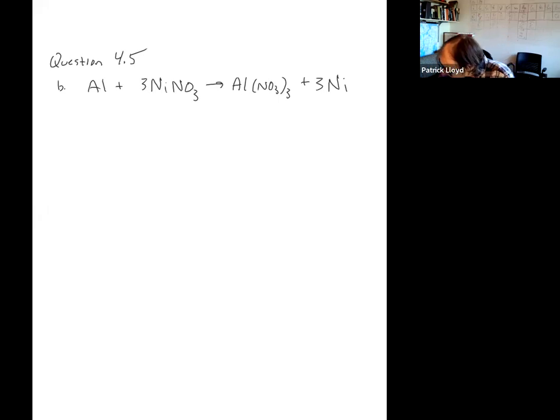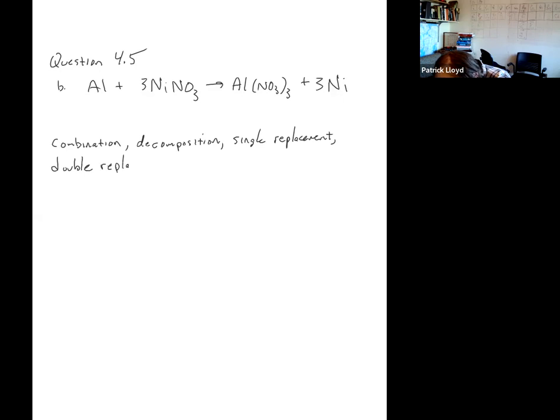And they just ask you to classify. Is this a combination, decomposition, single replacement, or double replacement? Okay, so you just go through your 4 possibilities. So for something to be a combination, 2 things combine to make 1. Well, that's not what we have here. There's 2 things forming 2, so it's not a combination.